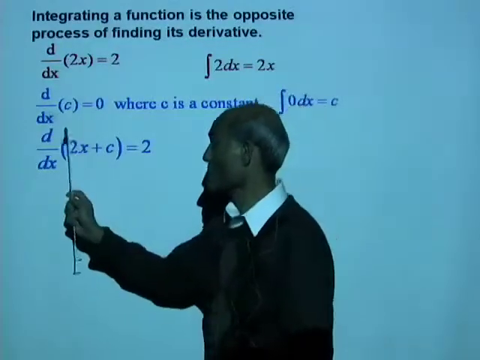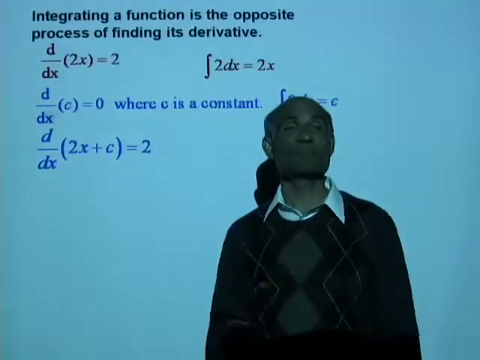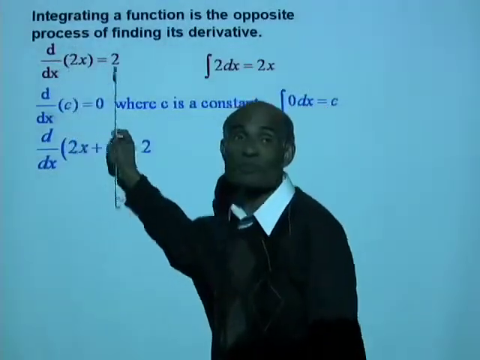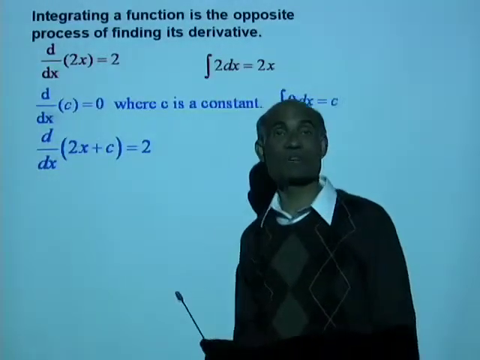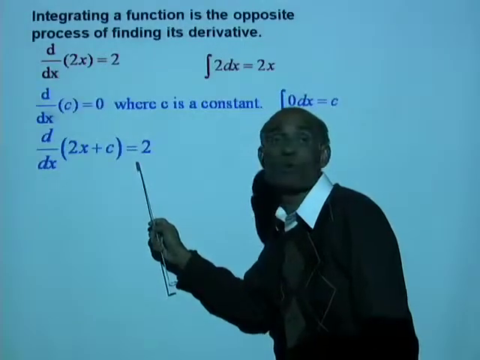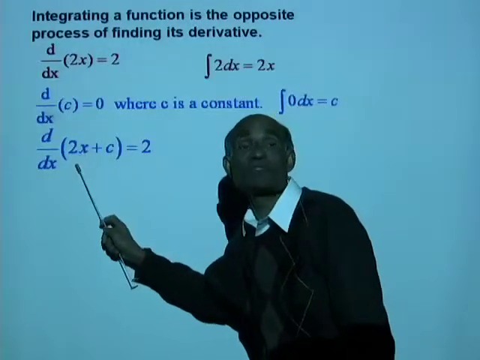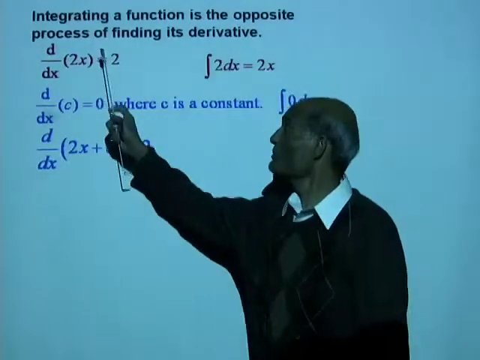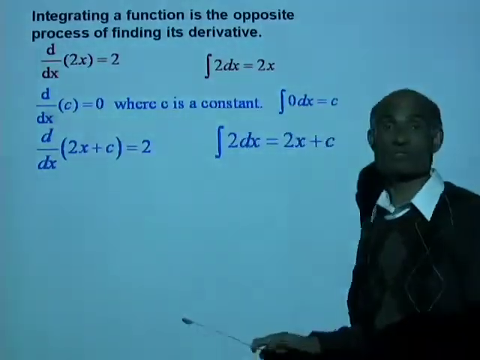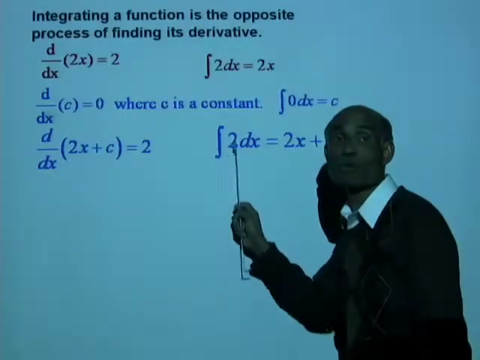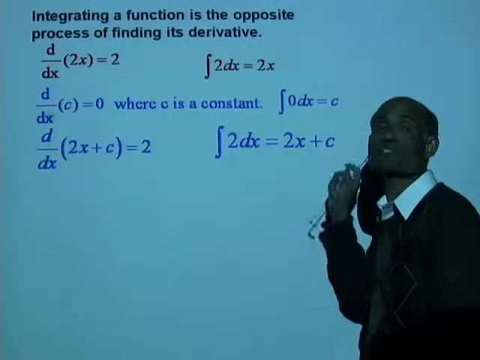That's right. So look at this. Derivative of 2x plus c equal to 2. The derivative of 2x equal to 2, the derivative of 2x plus c also equal to 2. So if you integrate this 2, what should you get back? You must get 2x plus c. Now in this case that c is 0, but it may not be 0 in all cases, and therefore we will follow this rule. Integral of 2 dx equal to 2x plus c.